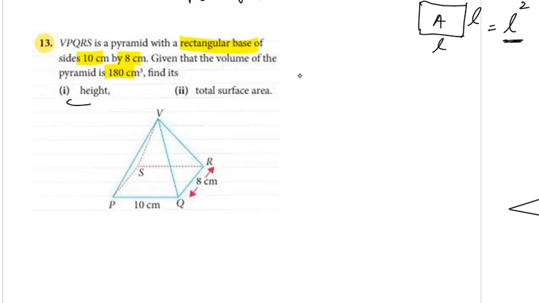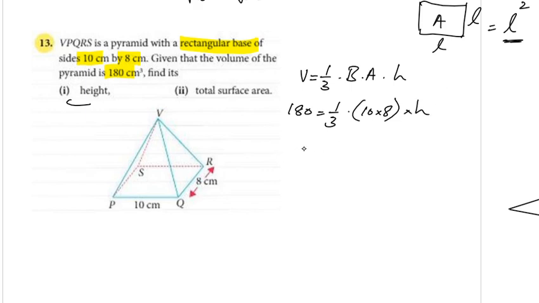So according to the formula of the volume, 1 over 3 base area multiplied by height. Now volume was equal to 180 equals 1 over 3. Instead of base area, now we are going to use 10 and 8 as the sides of this base, and we know that as it is a rectangle, so 10 multiplied by 8 will be the base area, and height we need to find in this case.